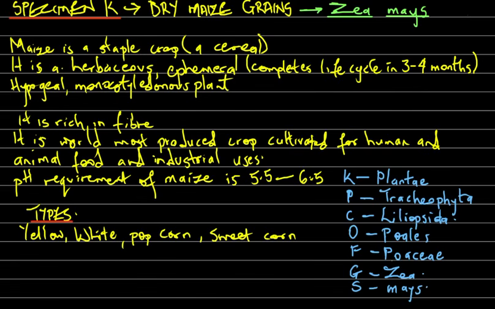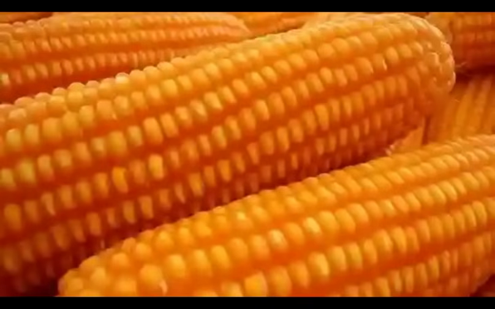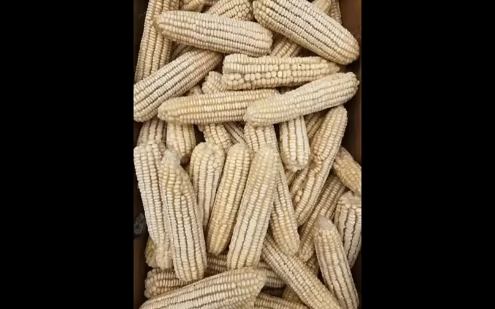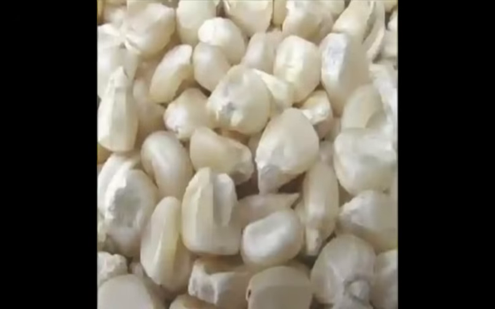We have different types of this specimen: the yellow maize, the white maize, the popcorn, and the sweet corn. All of these are examples of what maize looks like. So that is about our specimen. Here are some pictures that can help you understand what we are talking about.